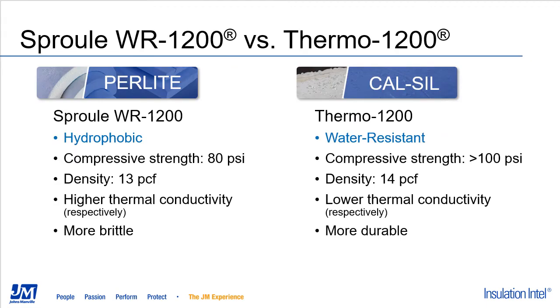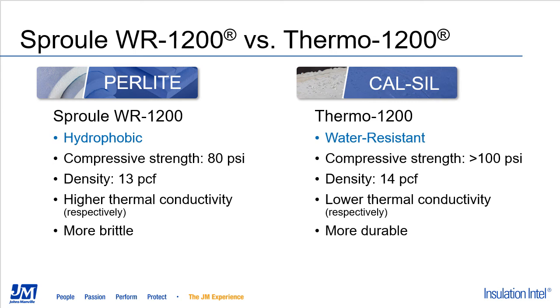Comparing the Spool 1200 perlite with our Thermo 1200 calcium silicate, both are water resistant, whereas the perlite is hydrophobic, so it's just a higher level of water resistance. They are fairly similar in terms of compressive strengths and densities. The Thermo 1200 calcium silicate does have a lower thermal conductivity across the entire temperature range than the perlite product does. So for the same thermal performance, you might find that the perlite requirement would be slightly thicker than that of the calcium silicate.